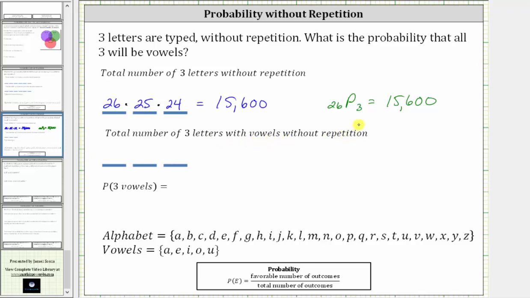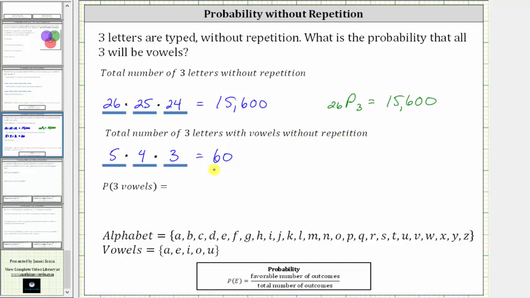And now we need to find the total number of ways of typing three letters with vowels without replacement. And the vowels are A, E, I, O, and U. And since there are 5 vowels, there are 5 ways to select the first vowel. And because repetition is not allowed, there are 4 ways to select the second vowel and 3 ways to select the third vowel. If we multiply these, we can determine the total number of ways three letters can be typed with vowels without replacement. 5 times 4 times 3 is equal to 60. So there are 60 ways to type three letters with vowels without replacement.